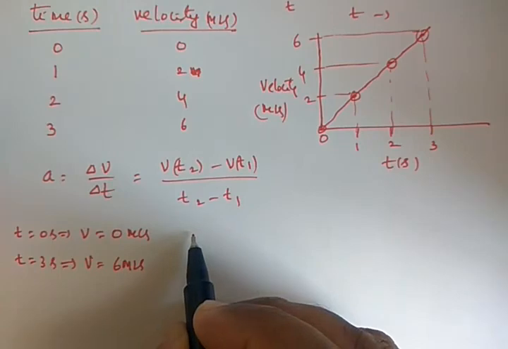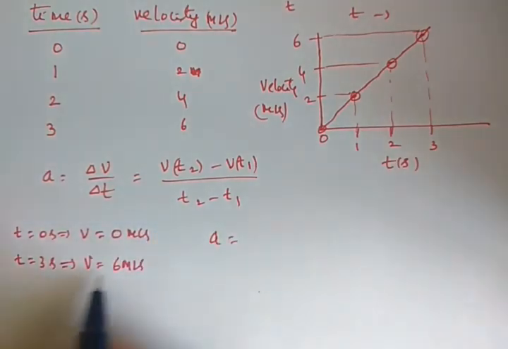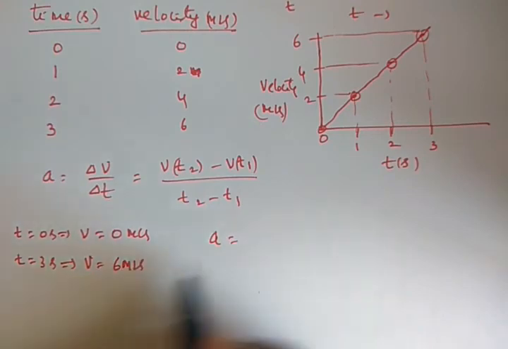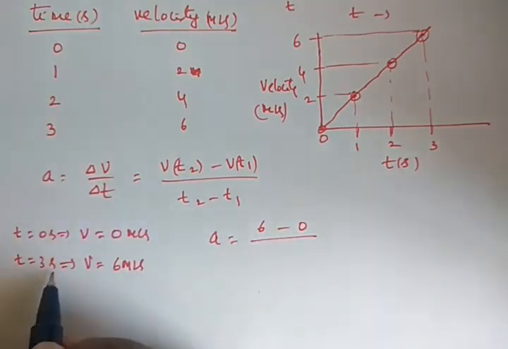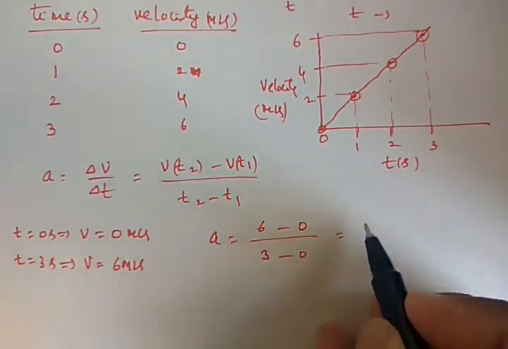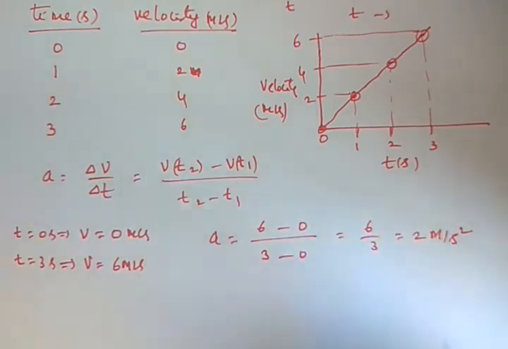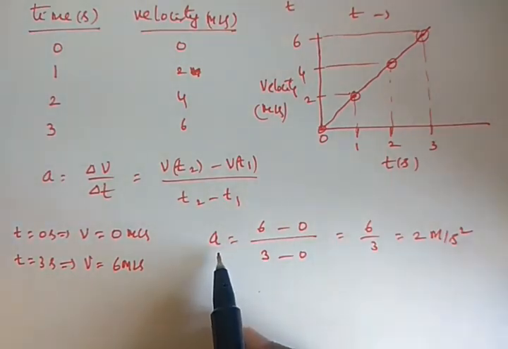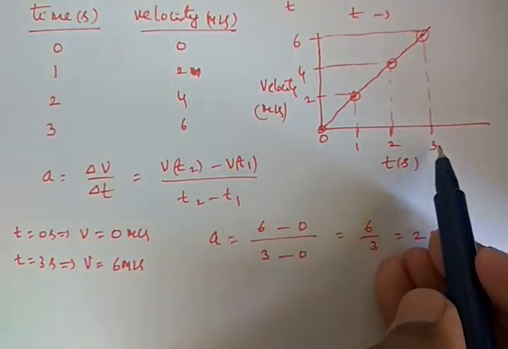So then acceleration during this period is Vt2, this is 6, minus Vt1, which is 0, by T2, which is 3, and T1, which is 0. So this is 6 by 3, that is 2 meter per second square. That is the average acceleration of the body between time t is 0 and t is 3 seconds.